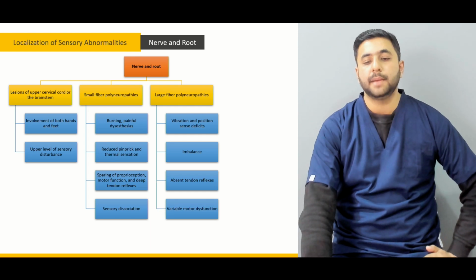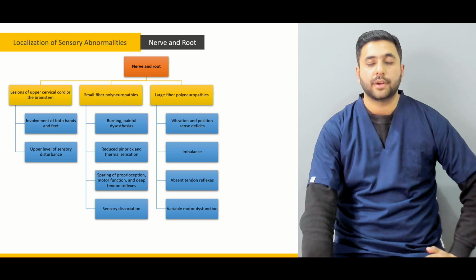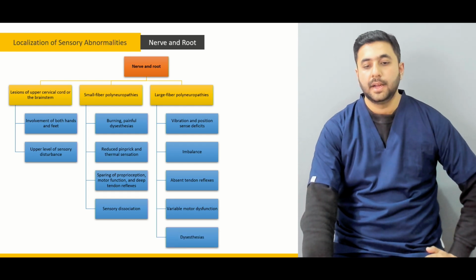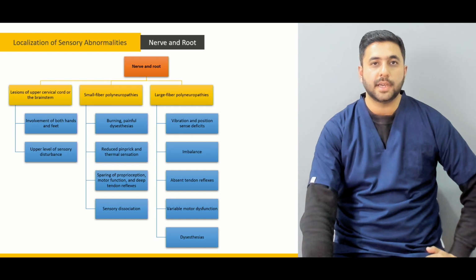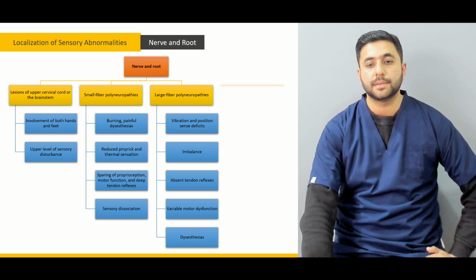There might be a variable motor dysfunction as well in the large fiber polyneuropathies, because the corticospinal tracts are also large fibers. So a variable type of motor dysfunction can also accompany a vibration and a position sense deficit. This is generally termed dysesthesia, because of the alteration of the sensory system. Dysesthesia is a term which we use for the alteration of the sensory systems.